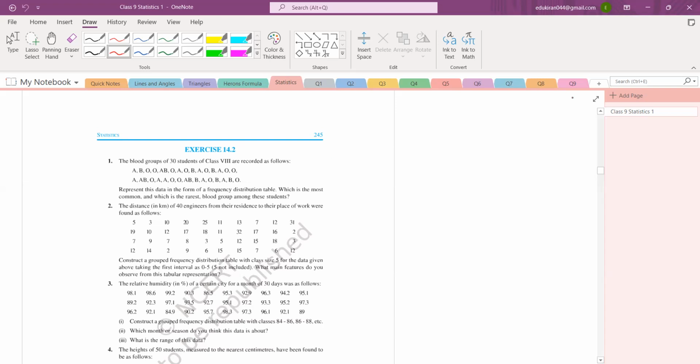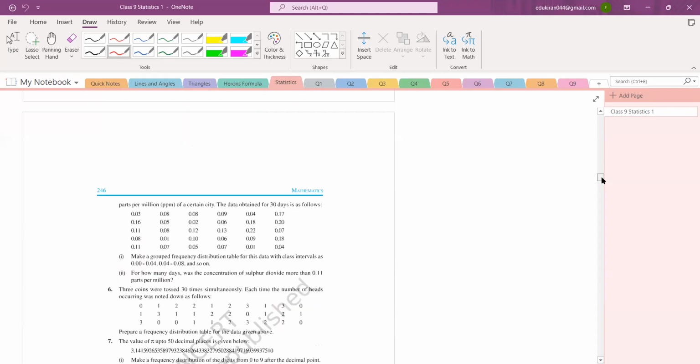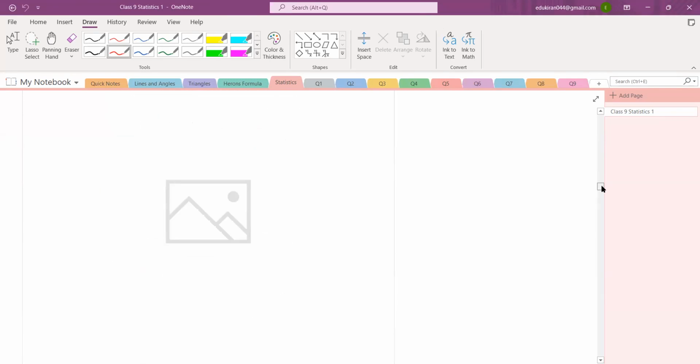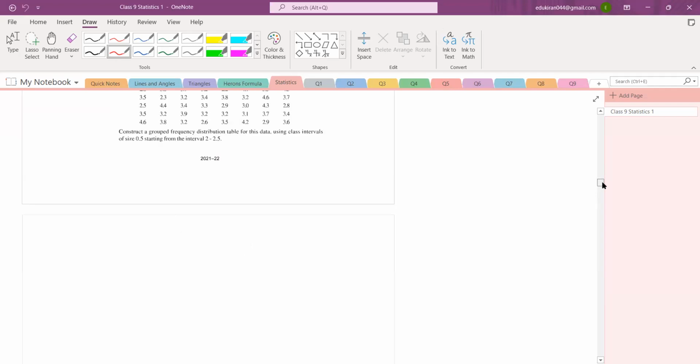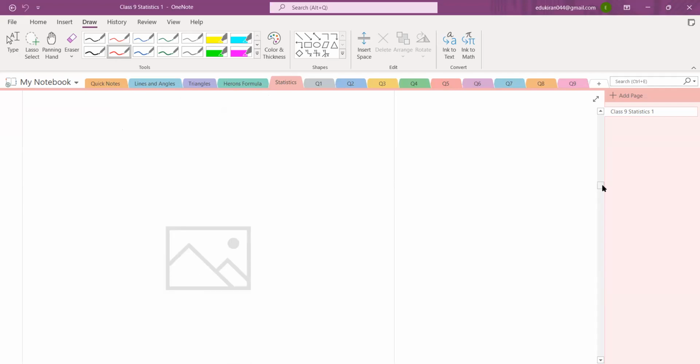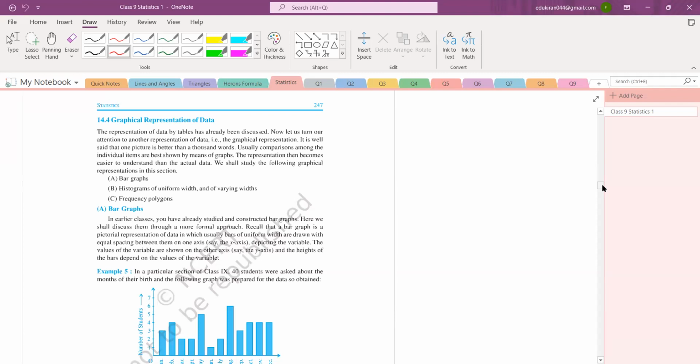So that we will do in the next class, because to make bar graphs, I have to make you understand a few things. So the 14.2 exercise we have already done. Next exercise, let me just tell you a few things. So next we come to the graphical representation of data. So far we were representing the data in numbers. So this time we are going to represent it graphically.